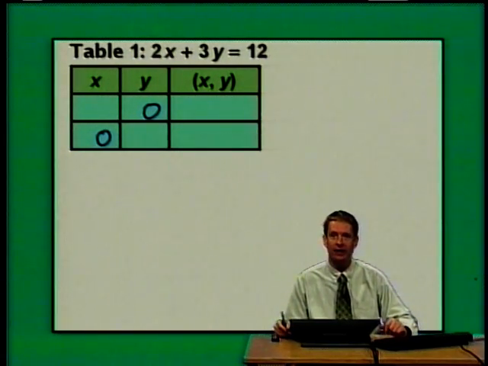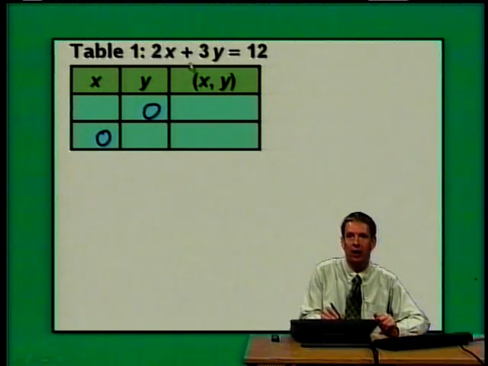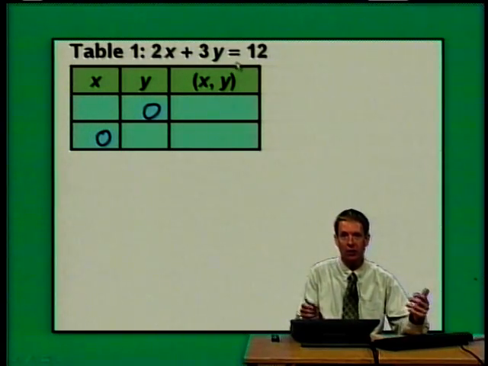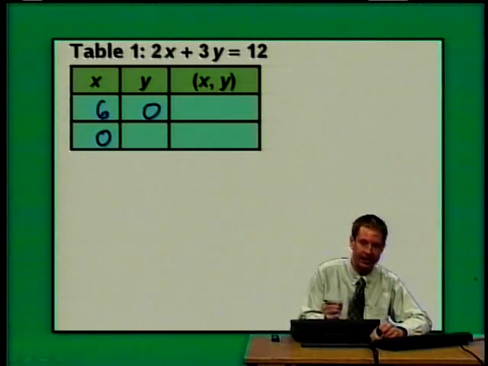When y is 0, we get the equation 2 times x plus 3 times 0 equals 12. That simplifies to 2x equals 12. Well, what number do I multiply by 2 and end up with 12? That's 6.